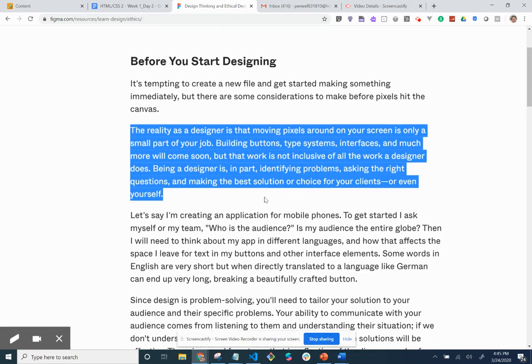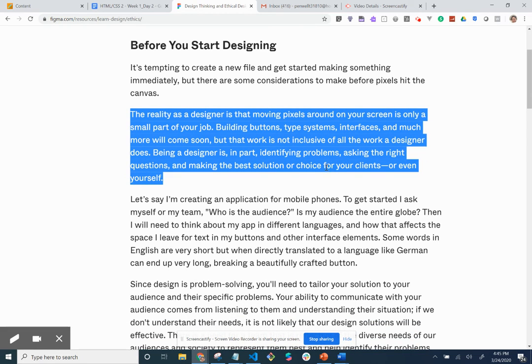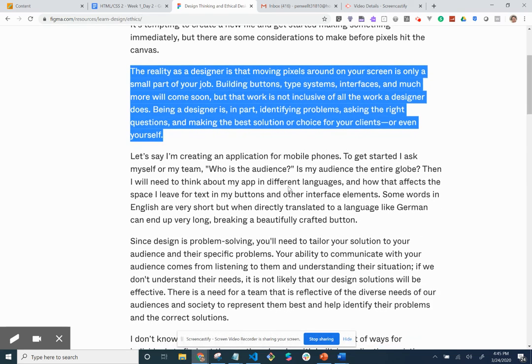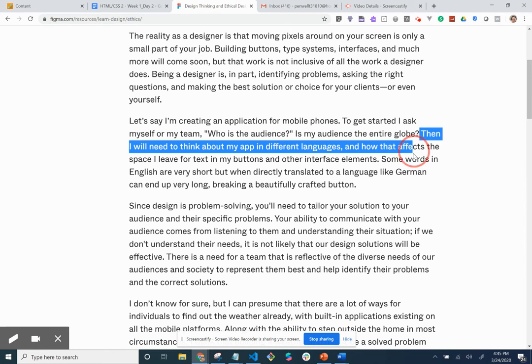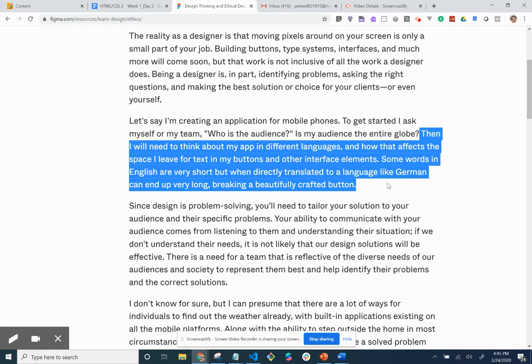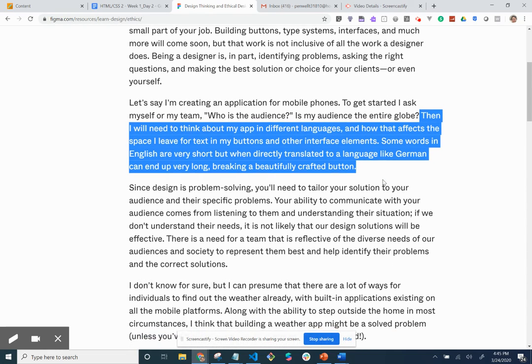Being a designer is identifying the problems, asking the right questions, and making the best solution or choice for your clients. So let's say I'm creating an application for mobile phones. To get started, I ask the team, who's the audience? Is my audience the entire globe? Then I will need to think about my app in different languages, and that's how it affects the space I leave for the text for my buttons and other interface.